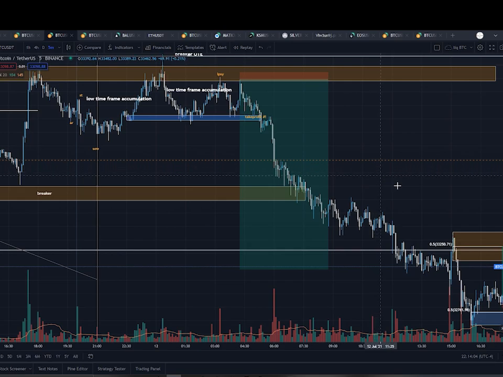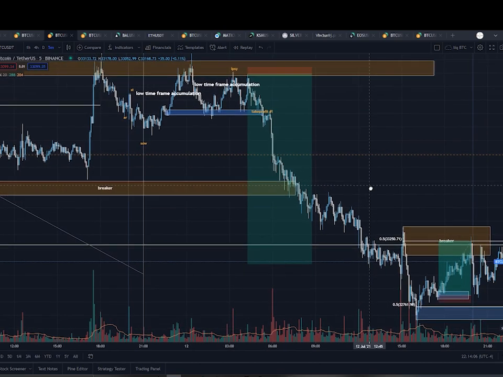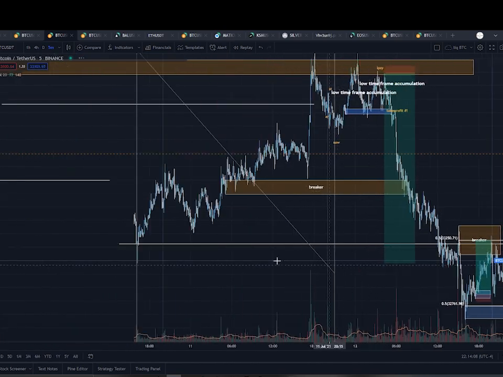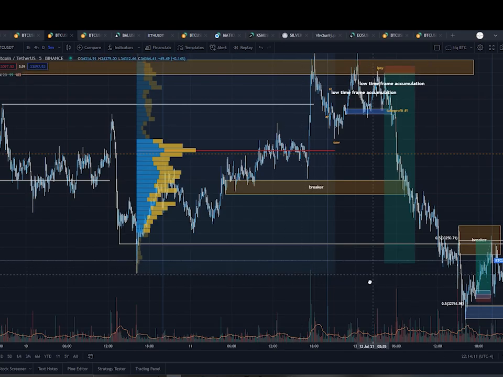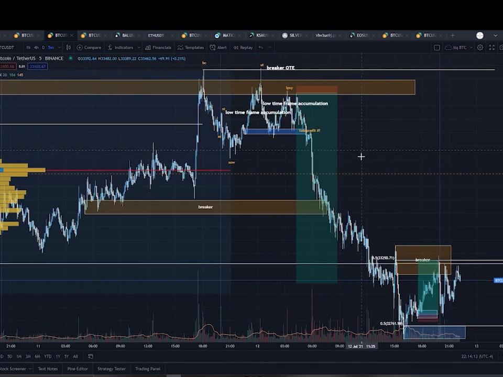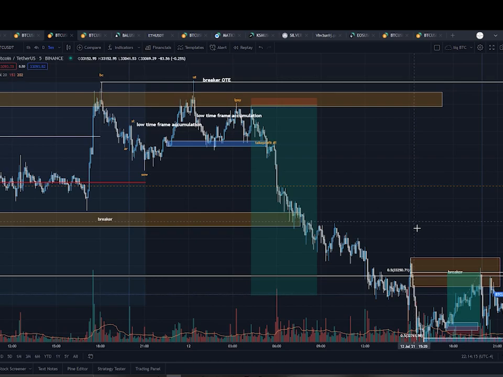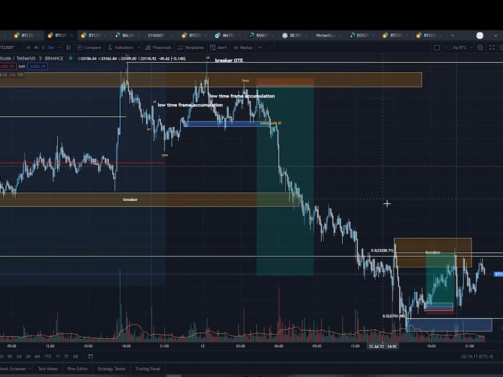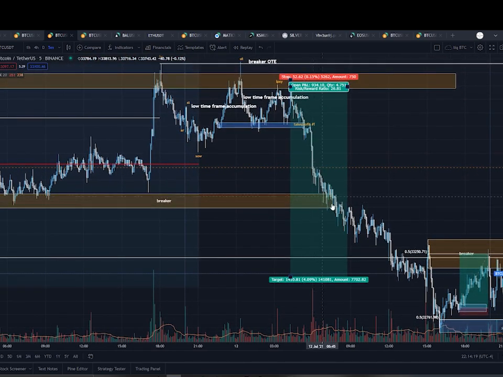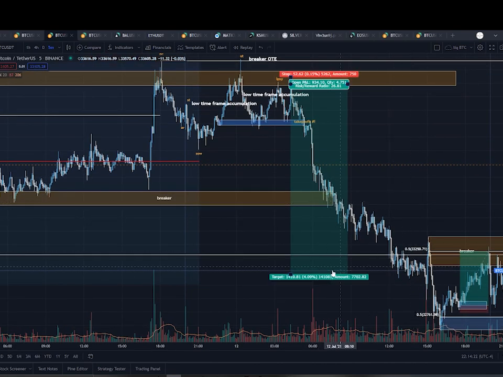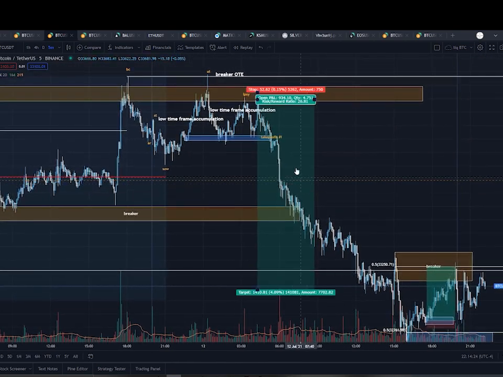And because this was a larger distribution, I was able to target these lows down here. And look at this, a 20R trade. Just amazing stuff here. And I took some profits here, but for the most part, we had a really nice trade.